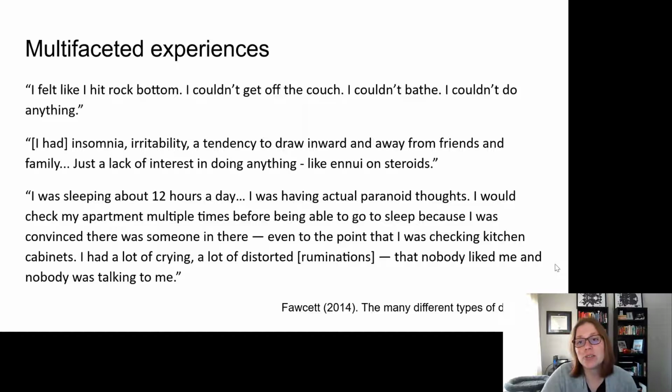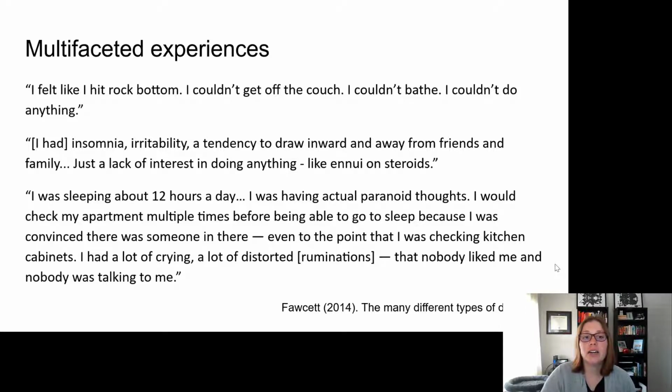"I was having actual paranoid thoughts. I would check my apartment multiple times before being able to go to sleep because I was convinced that someone was in there, even to the point that I was checking kitchen cabinets. I had a lot of crying, a lot of disordered ruminations, that nobody liked me and nobody was talking to me."